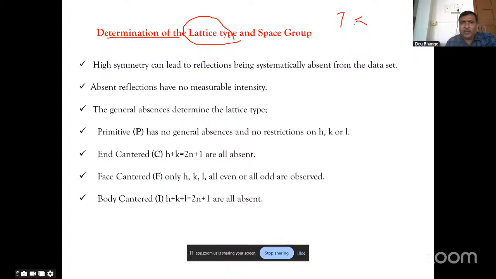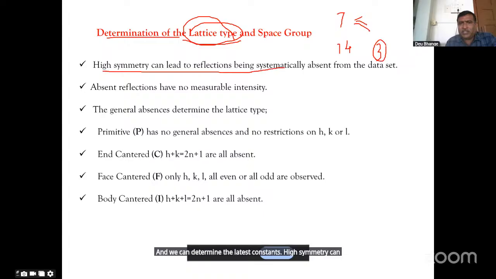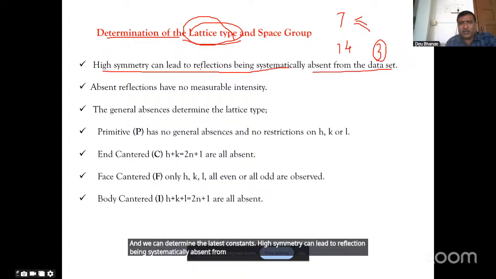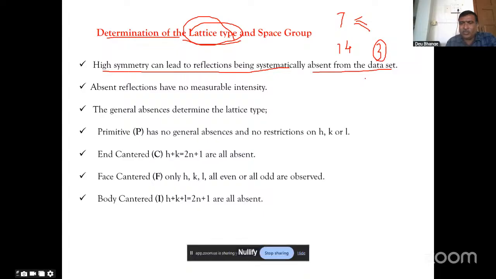With the help of the X-ray diffraction pattern, we can determine what type of lattice is there, and we can determine the lattice constants. High symmetry can lead to reflections being systematically absent from the data set that we had seen. Body centered will nullify the intensity of 100. Absent reflections have no measurable intensity. The general absences determine the lattice type.